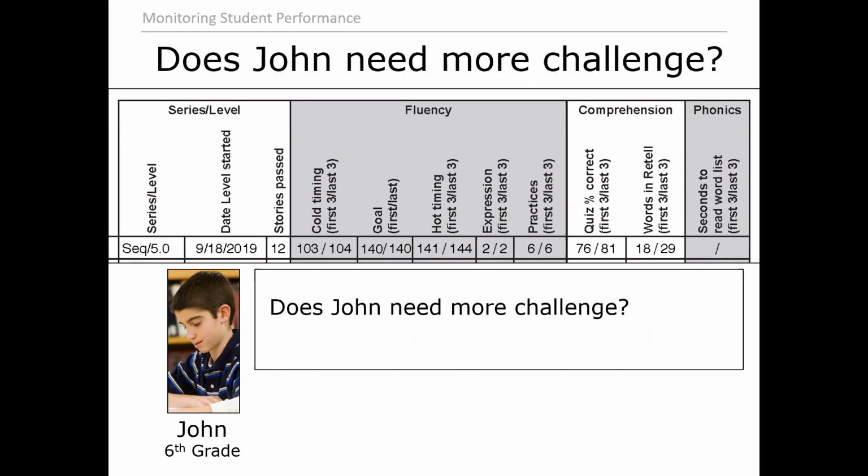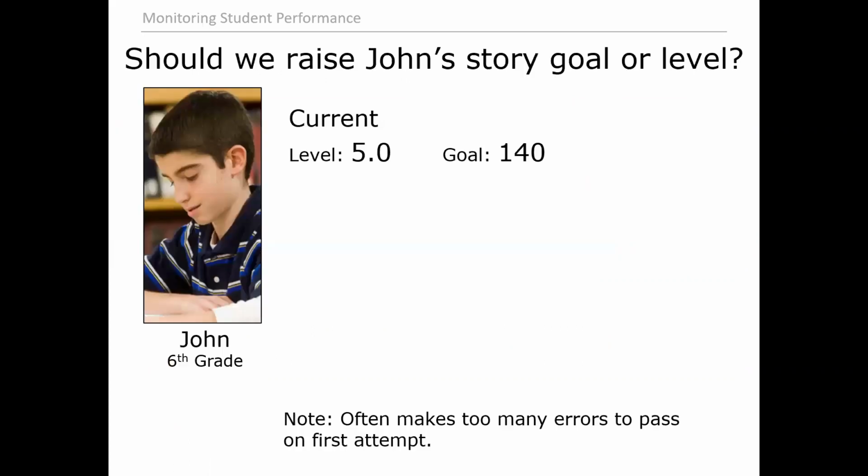Okay, so if you go with a really, really technical definition, technically he made progress in cold timing, hot timing, and quiz, that's 3. But the progress in 2 of those areas is very small. And the most important piece of information is he's making too many errors to pass on the first attempt. You can't give him more of a challenge. You can't give him harder words and a higher level. You can't give him a higher goal and make him try to go faster. Neither of those options is an acceptable one.